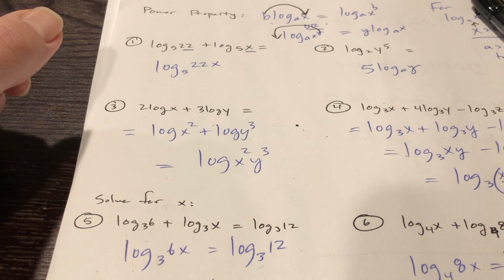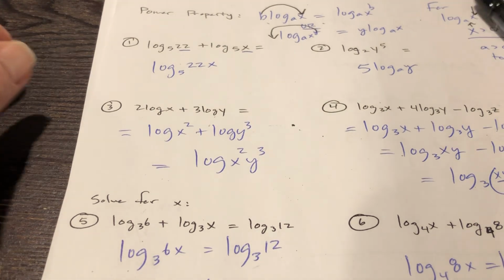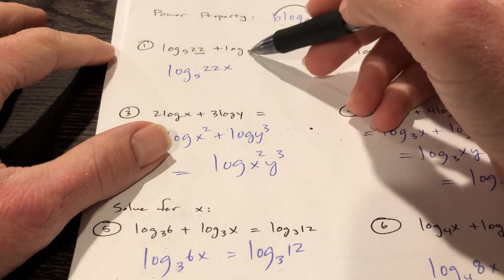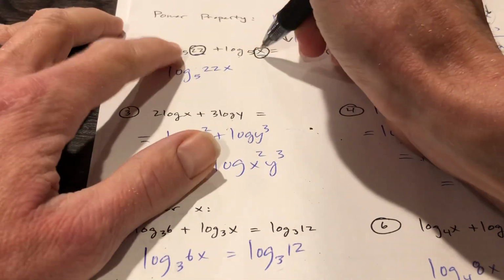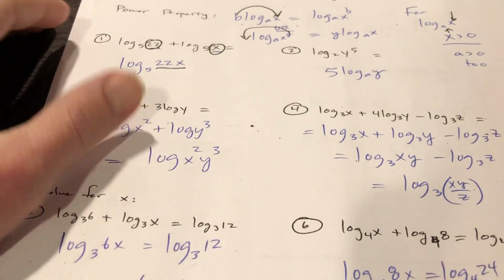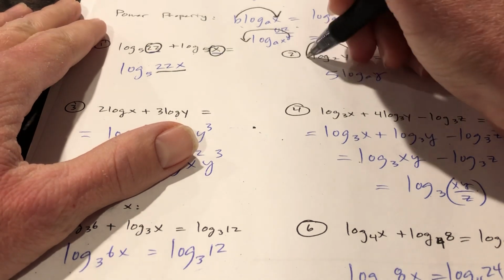Everyone, look at number 1 here. We're going to write these all as one log. Log base 5 of 22 plus log base 5 of x. What are we going to do with 22 and x? In the log world, addition means multiplication. We're going to put them together as 22x.